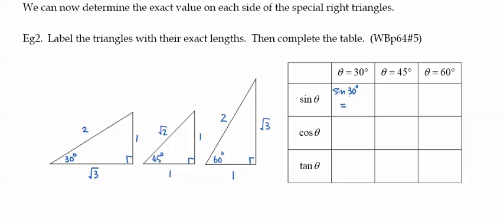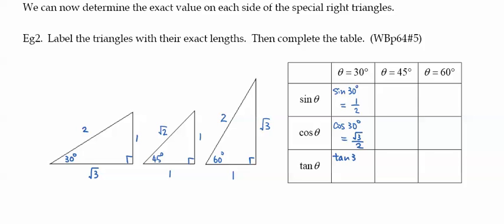So when it comes to sine 30 degree for your sine ratio, opposite over hypotenuse, that will give us 1 over 2. And then if you are working with cosine 30 degree, cosine 30 degree would involve the use of adjacent and the hypotenuse. And that will give us root 3 over 2.